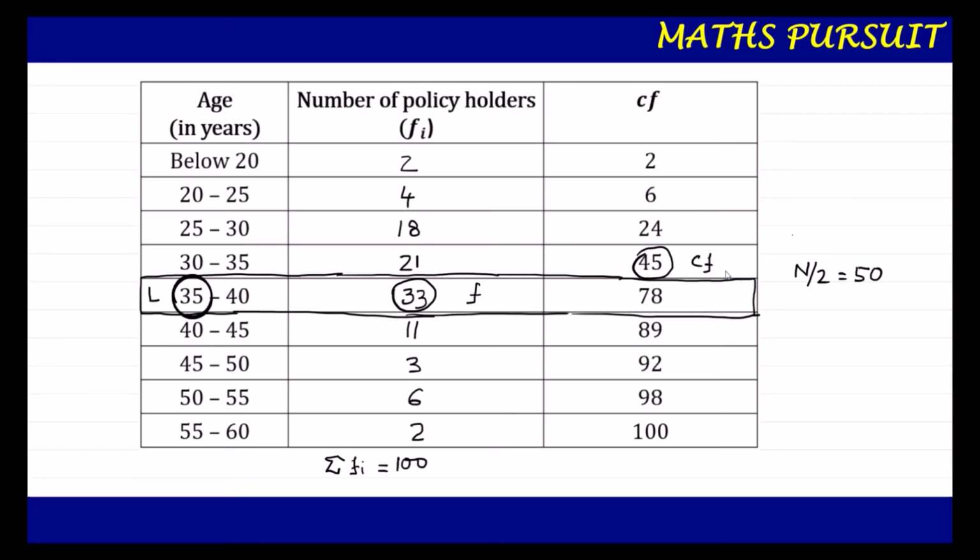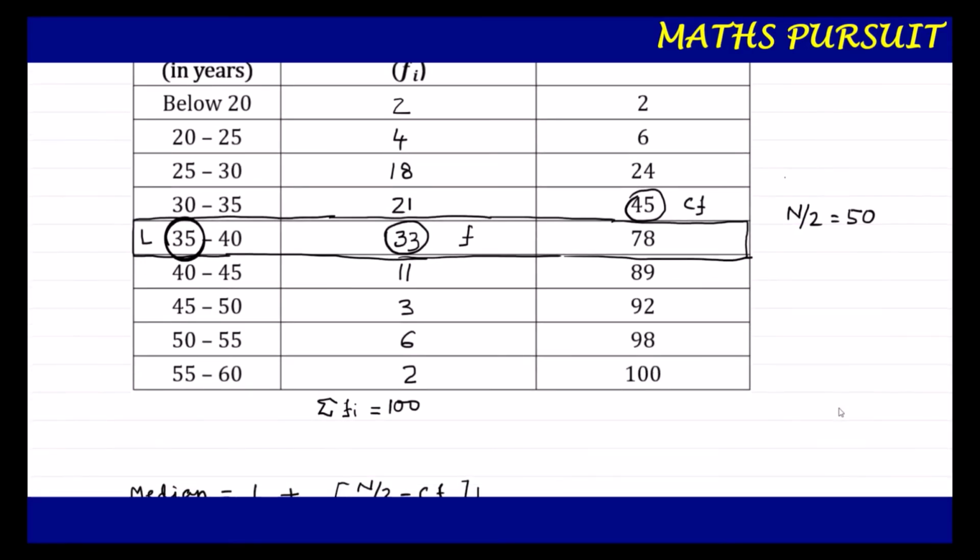With all these things in hand, let us put this data in the formula, and we can easily find out the median of the given data. So what we got: cumulative frequency is 45, frequency is 33, and lower limit is 35.